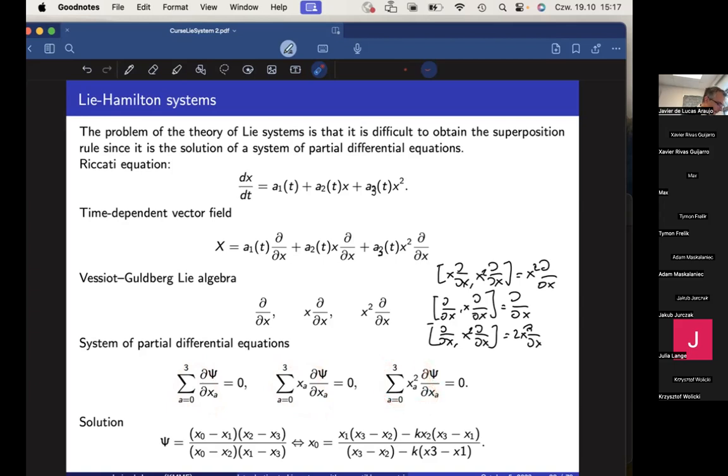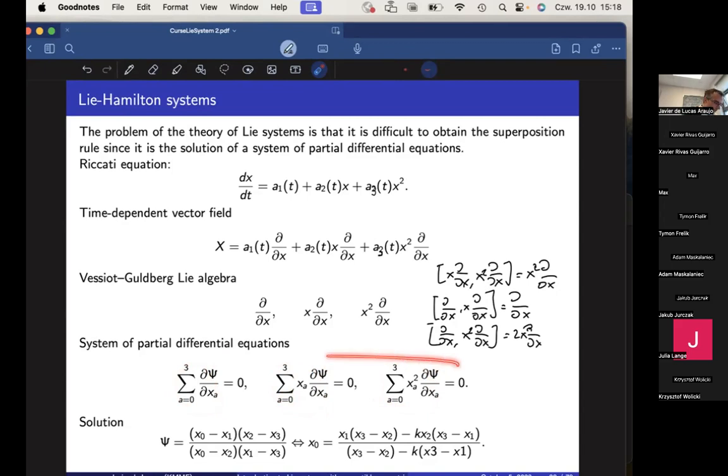There were some technical conditions to establish how many copies of the initial manifold you have to have. But the main point to what follows is that for this vector field, for this vector field, and for this vector field, you have to obtain psi. And this psi is just a constant of motion of these three vector fields.